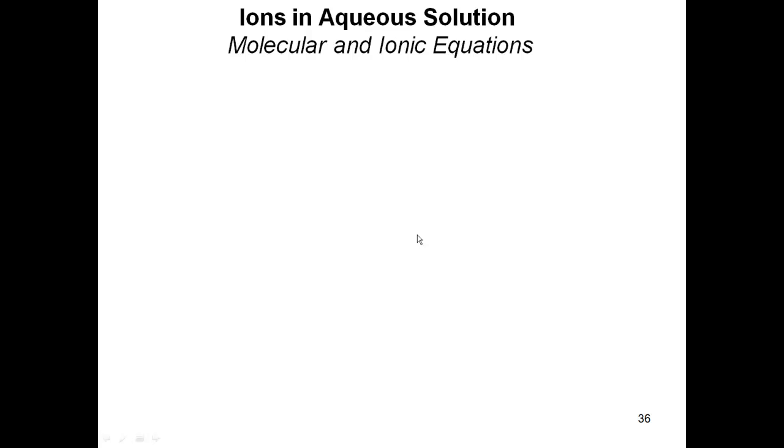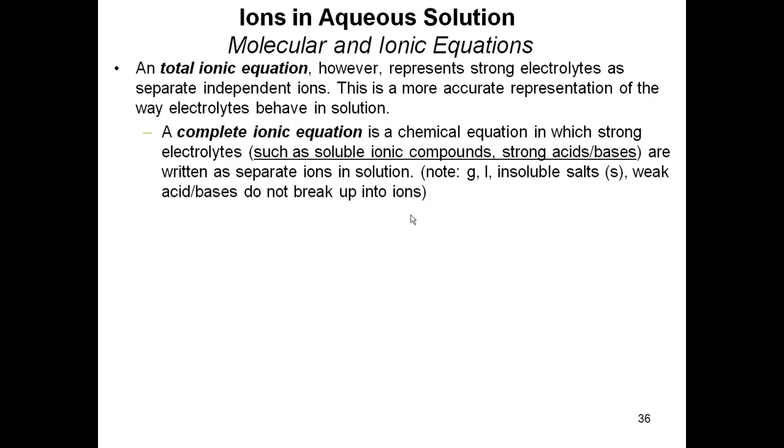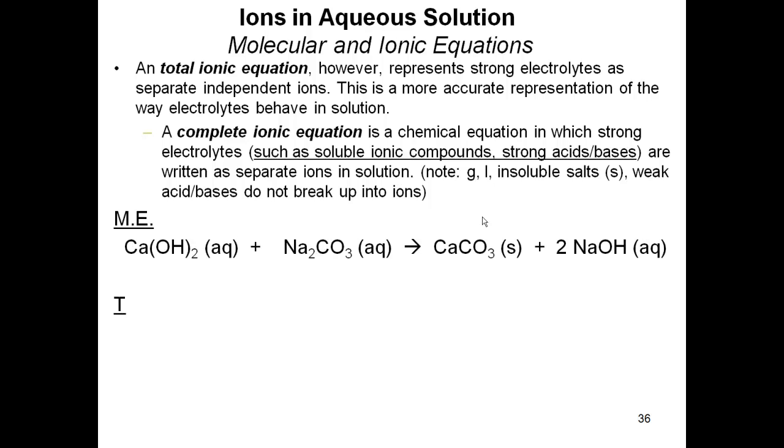Another type of equation that we have to discuss is the total ionic equation. This represents strong electrolytes as separate independent ions. This is a more accurate representation of the way electrolytes behave in solution. A complete ionic equation is a chemical equation in which the strong electrolytes, strong meaning your soluble ionic compounds, and your strong acids and bases, are written as separate ions in solution. Okay? Your gases, your liquids, insoluble salts, weak acids, and bases do not break up and are not ionized in your total ionic equation. Let's continue on with the example we've been using.